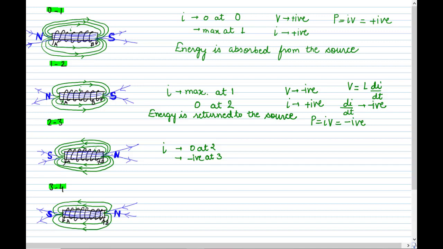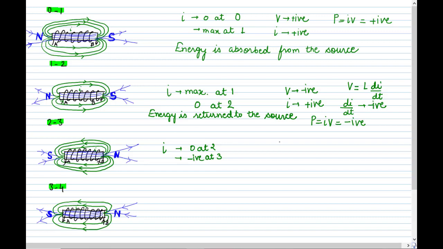So the polarity of the magnet will also change. Whatever was the north pole will become the south pole, and whatever was the south pole will become the north pole. Why? Because the direction of the current is altered, it is reversed, it is changed. So that is how the polarity of the magnet is changed, but it is magnetized.